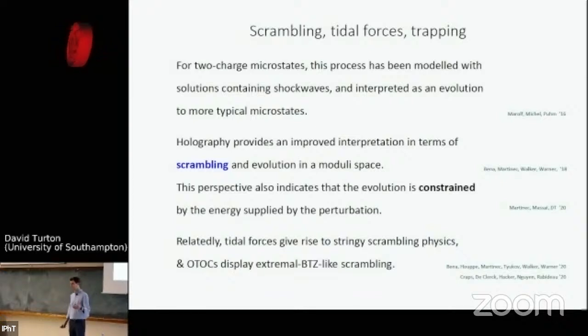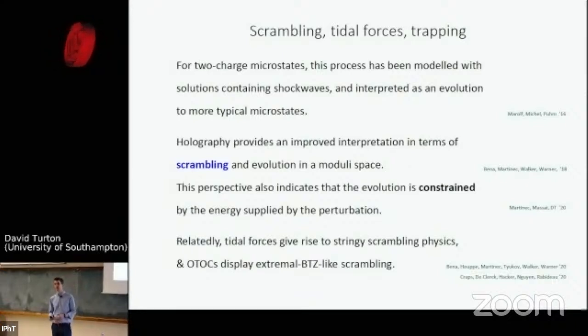And in terms of a classical analysis, this was described as a potential nonlinear classical instability. This was largely in the case of two-charge, but also for three-charge. Specifically for the two-charge microstates, Andrea and Don Morel from Ben Mitchell modeled this process using some previously constructed solutions involving shockwaves to try and describe this back reaction as part of the perturbation process. And they interpret it as an evolution from less typical to more typical microstates. So that's broadly correct, but I think some details or some important facts were not appreciated, which were clarified in later work. If you take a holographic perspective, then it's not particularly accurate to call this an instability.